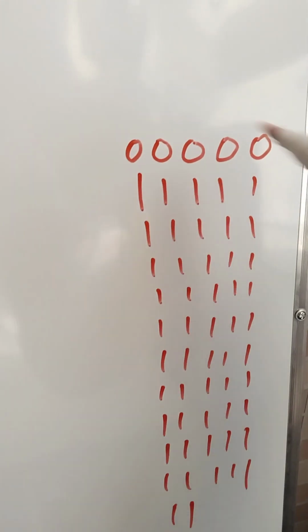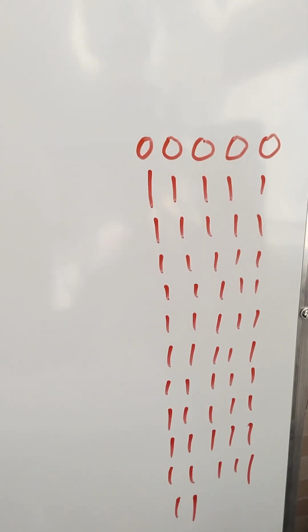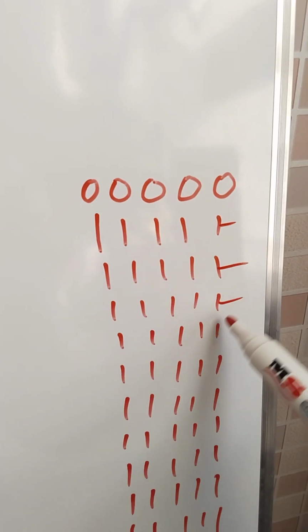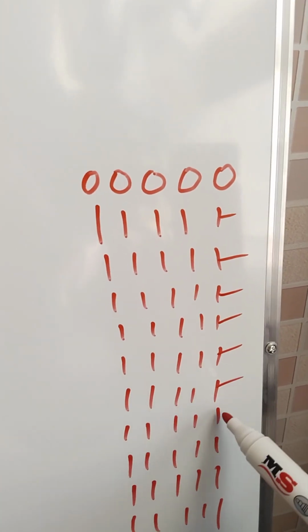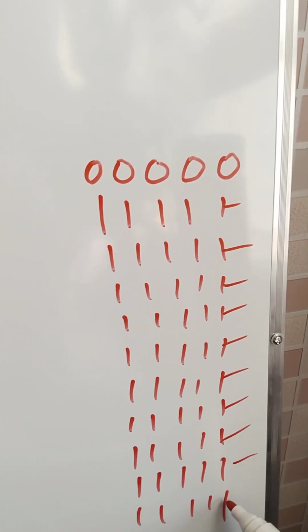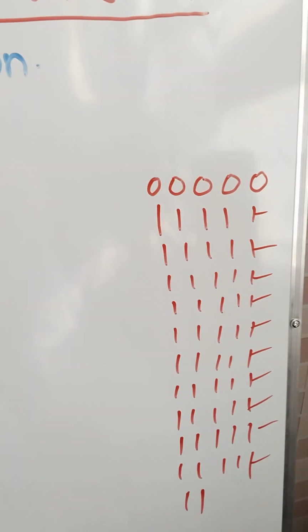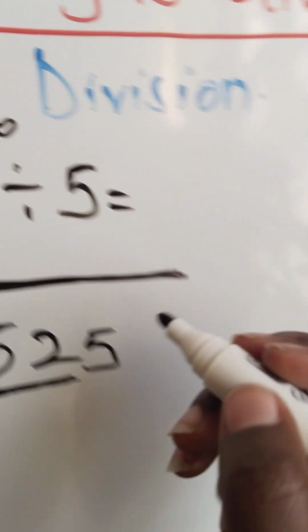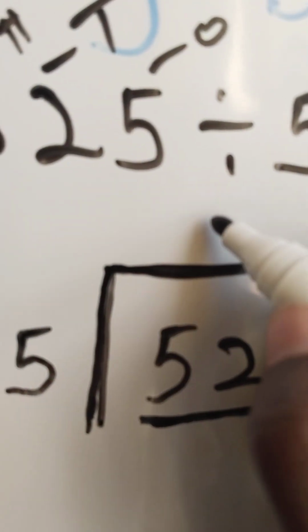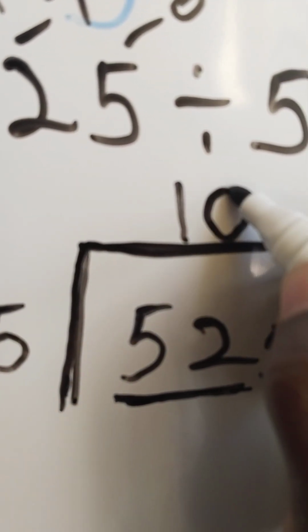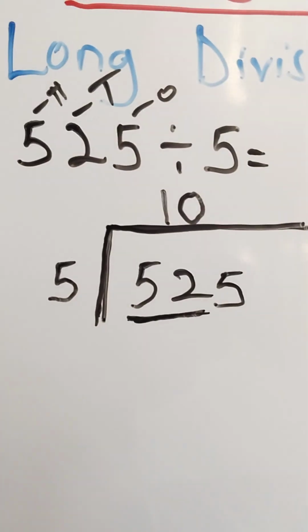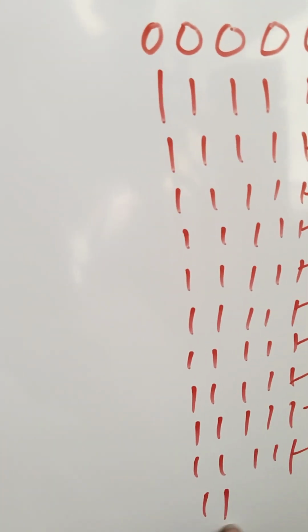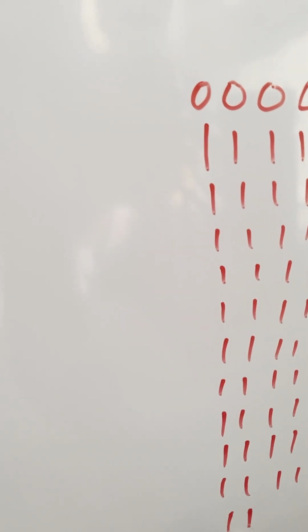So we are going to see how many each person got. That is 1, 2, 3, 4, 5, 6, 7, 8, 9, 10. So each person got 10. We take our 10 and put the answer up. But remember, kids, there were 2 balls that remained.